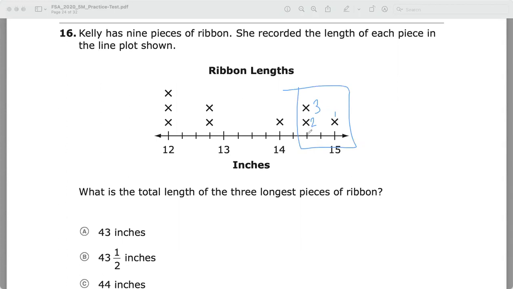So this is at 15 and these 2 are at 14.5. So 14.5, 14.5, and 15. And if we add those together, 14 and 14 is 28, plus 1 is 29, plus 15 is 44. So 44 inches.